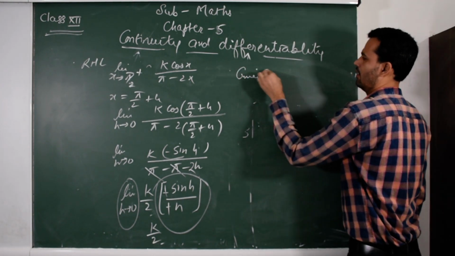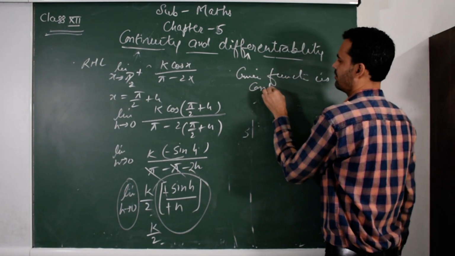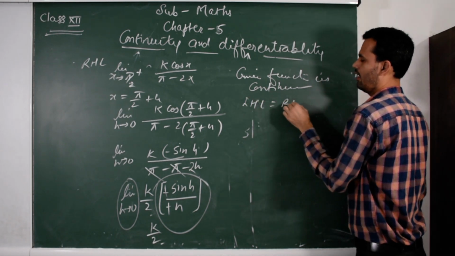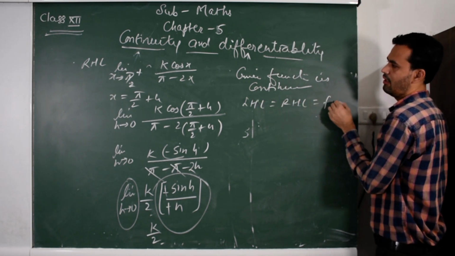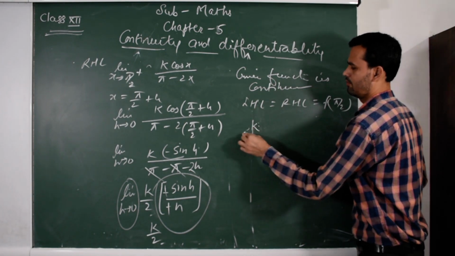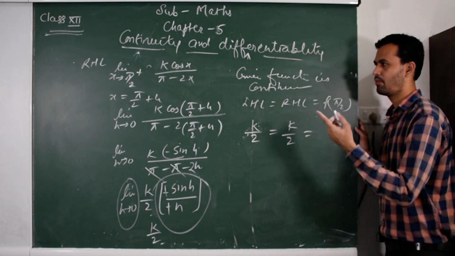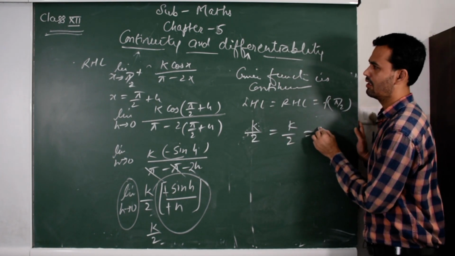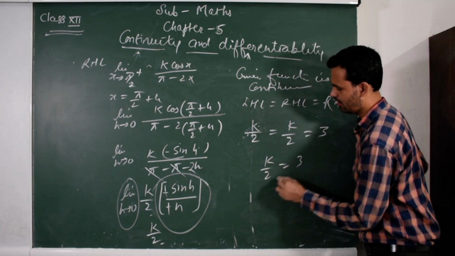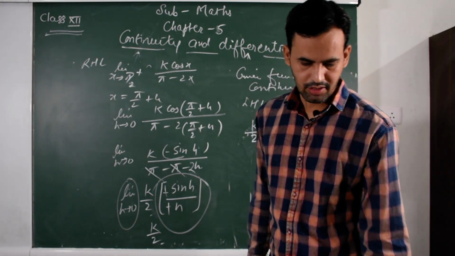The given function is continuous. Therefore, LHL equals RHL equals f(pi by 2). Value of LHL is k by 2. Value of RHL is also k by 2 and value of f(pi by 2) is 3. Okay. So we take k by 2 equals 3. So, k equals 6. Value of k is equal to 6.